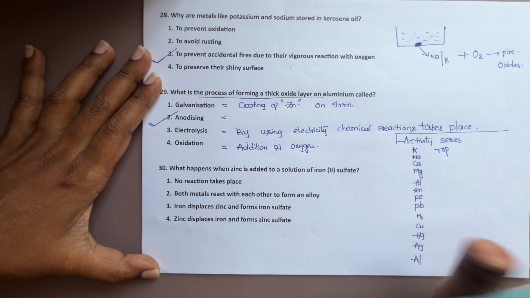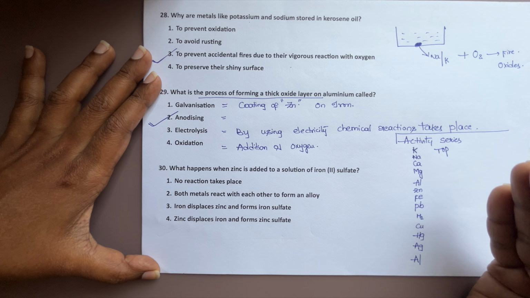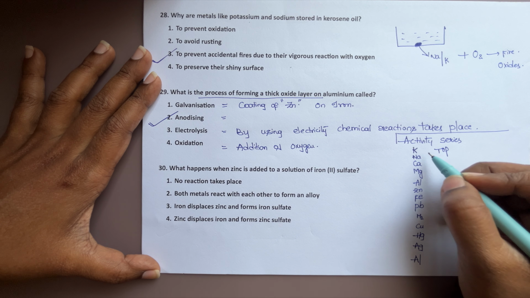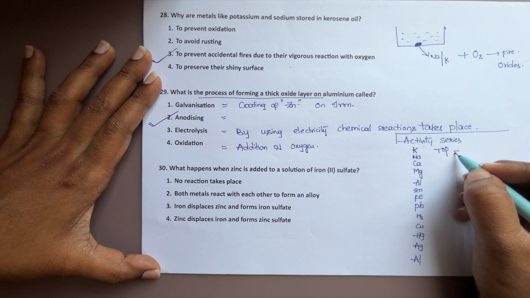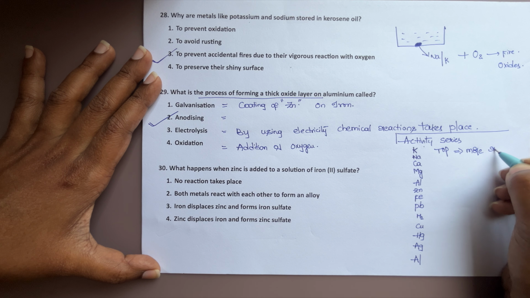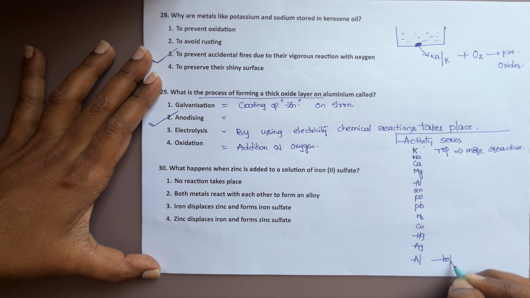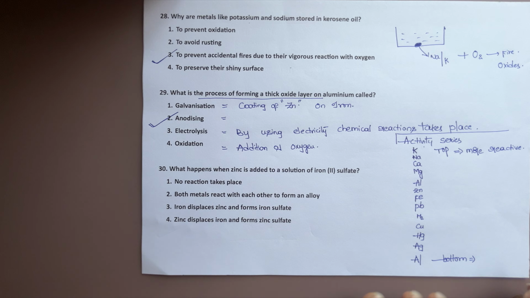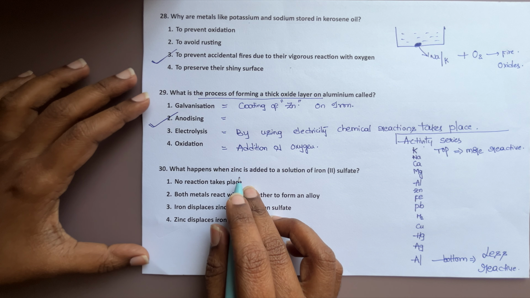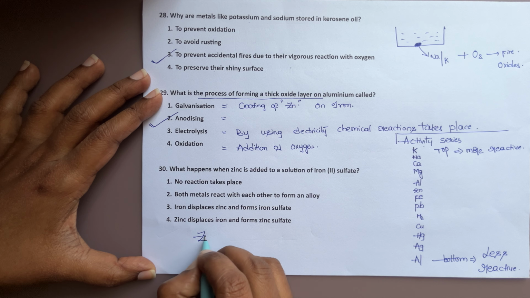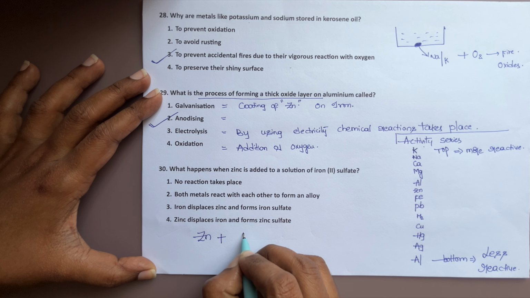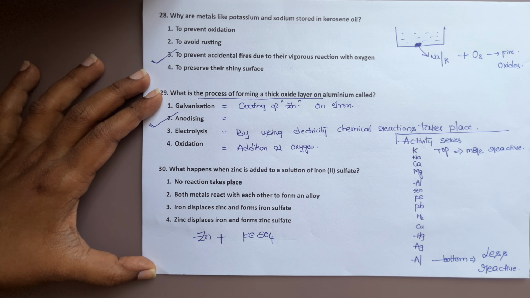Surely one question will come from this concept only. That's why again and again I'm trying to explain. The metal which is present on top is more reactive. The metals which are present at the bottom are less reactive. Now, here the question is zinc is added to a solution of iron sulfate. Iron sulfate formula is FeSO4.